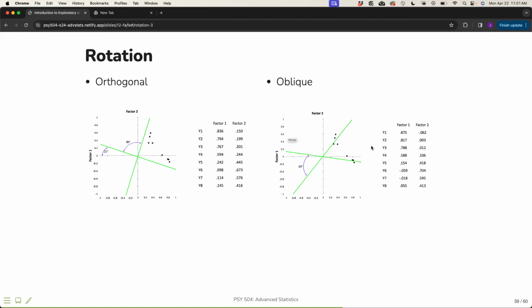And the same thing happens with oblique rotation as well. We see the same general pattern here, where the first 4 items load highly on factor 1, and then the last 4 items load highly on factor 2. So that's the main purpose of rotation.